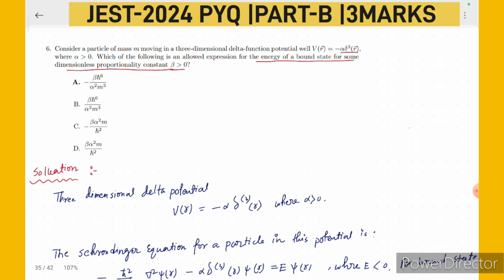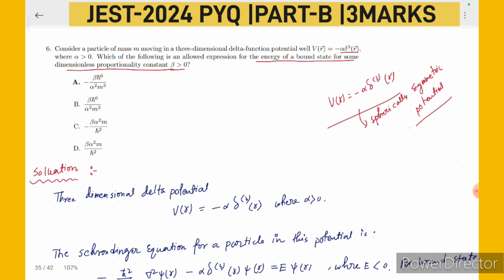Here the given potential is a three-dimensional delta potential, and this potential depends only on the r coordinate, so it is a spherically symmetric potential.